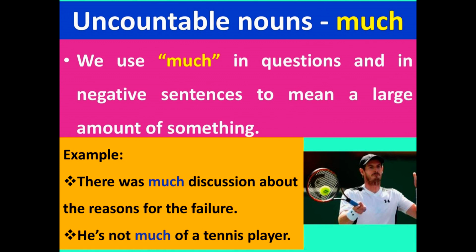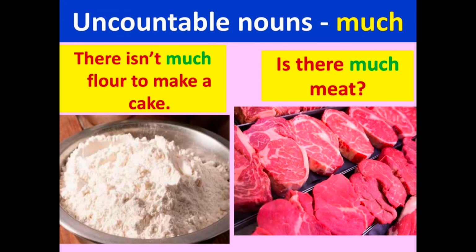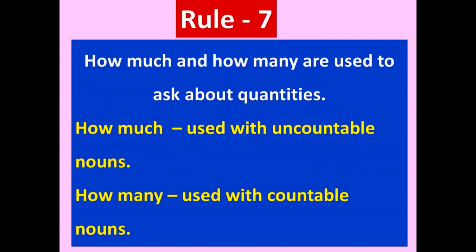Uncountable nouns: much. We use much in questions and in negative sentences to mean a large amount of something. Example: there was much discussion about the reasons for the failure. He is not much of a tennis player. Uncountable nouns: much. There is not much flour to make a cake. Is there much meat?